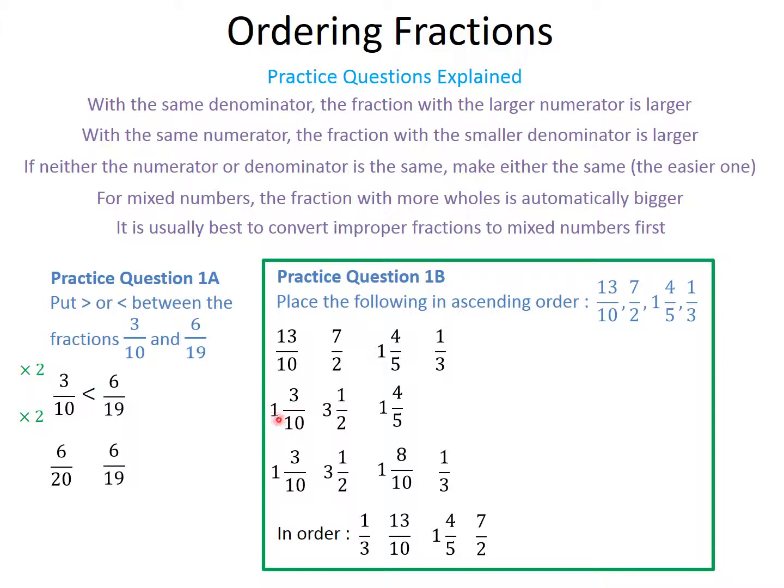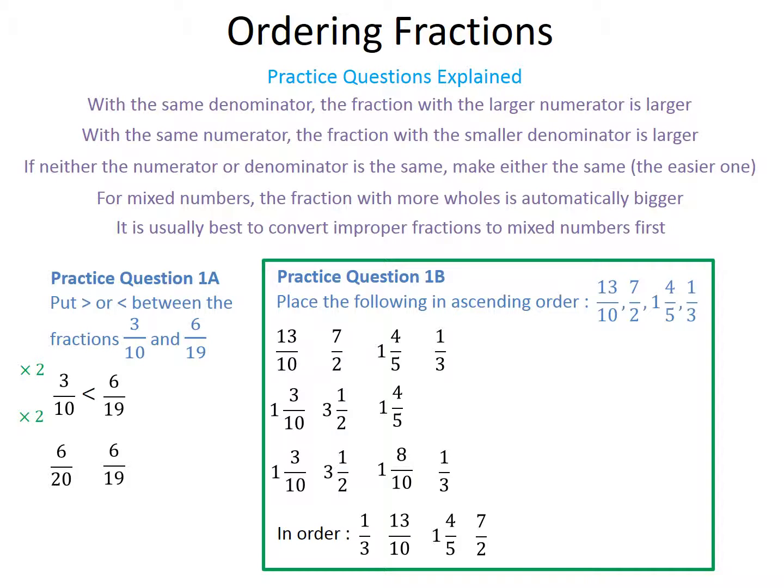3.5 is obviously bigger than 1 and the 1 here, so this is the biggest fraction. I don't need to do anything else with this fraction, it's the biggest. And this one here, the 1/3, that's the smallest fraction because it's got no mixed number. So on the next line down, I did copy the 3.5 and the 1/3 down just because it's nice to have them all on the same line to compare them at the end.